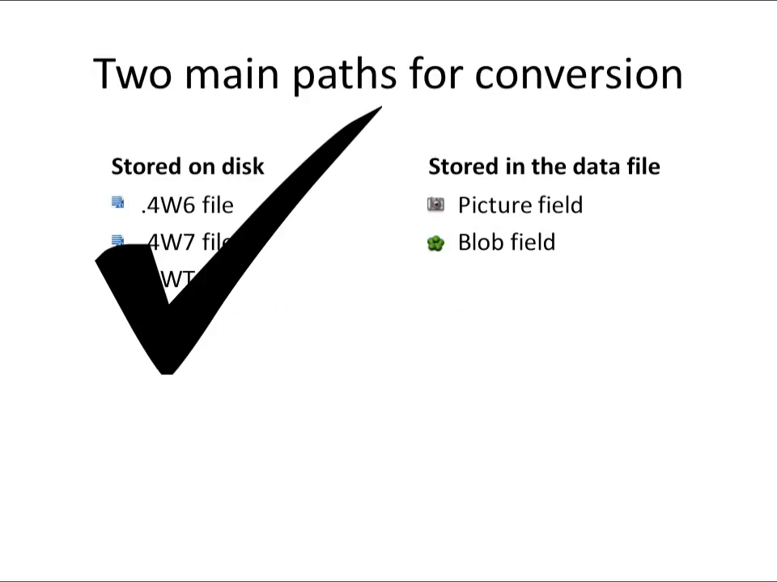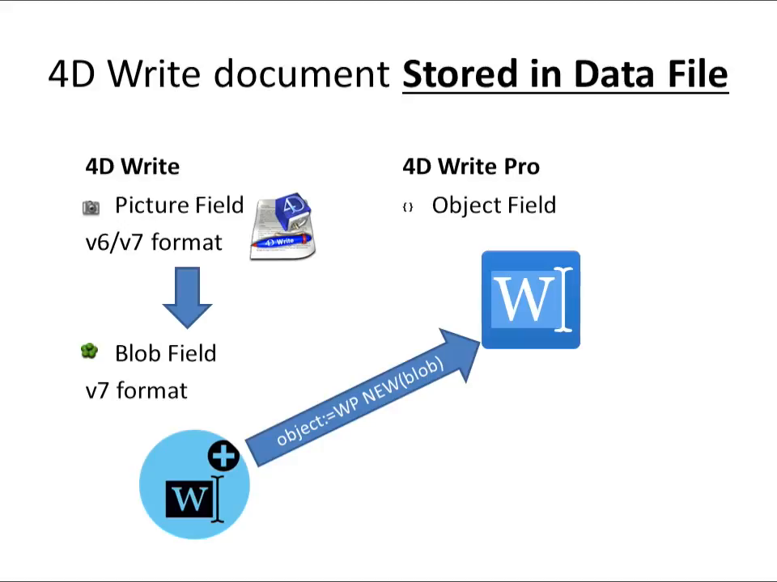Now, for documents stored in the data file. 4D Write Pro uses an object field for storage. If you plan to store the new 4D Write Pro document in the data file, you should add a new object field to the table. Do not just change the old 4D Write field type because that will not have the desired effect. You need to add a new field.